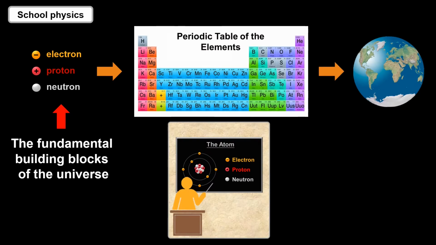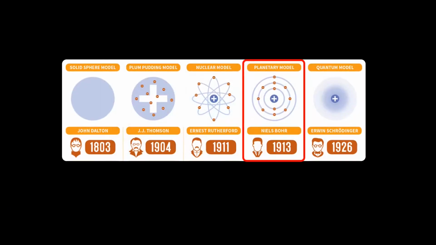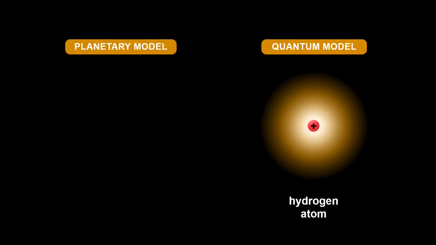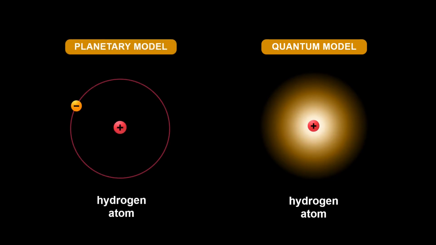This picture being referred to is based on the planetary model of the atom, which is a teaching aid that is modeled on physics as it was about 100 years ago. Modern physics teaches a different model of the atom called the quantum model, as discussed in my previous video. The quantum model suggests we are made of atoms depicted like this. This is a hydrogen atom, which in the familiar planetary model would be depicted like this. It has one electron, one proton, and no neutrons.